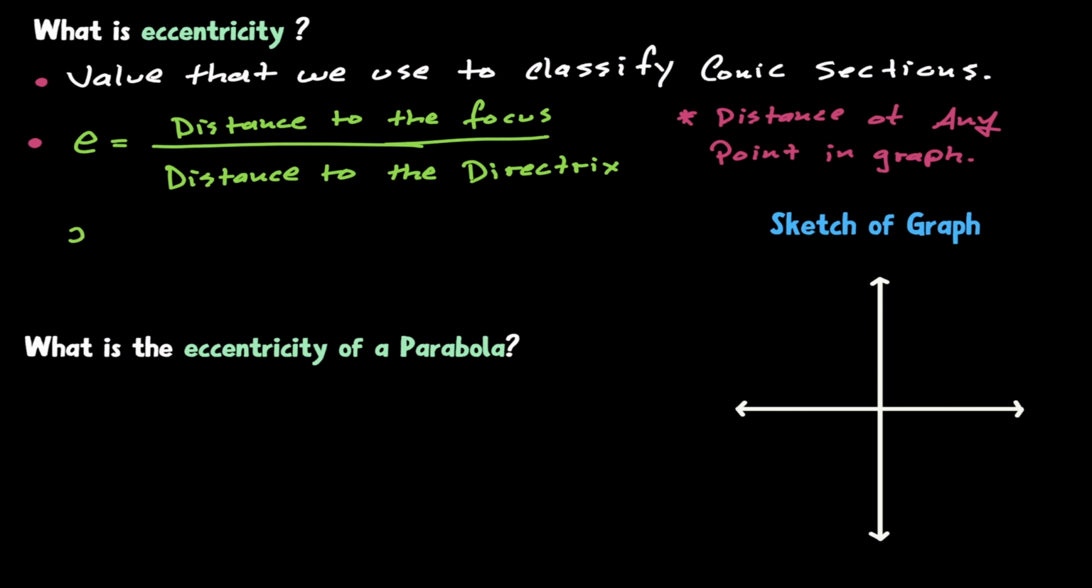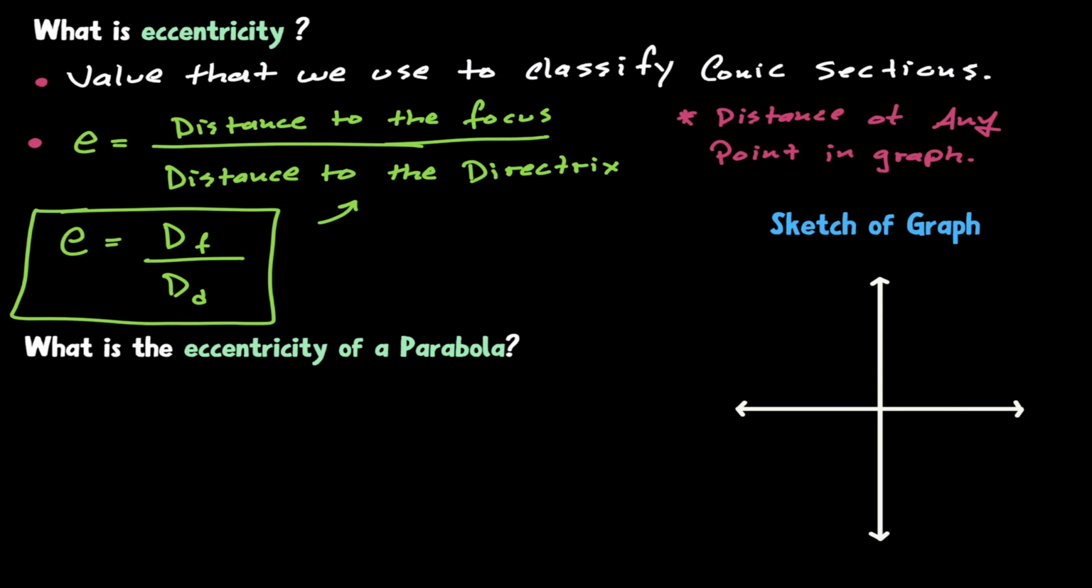And sometimes this ratio, we just write it as capital D subscript F to represent the distance to the focus, and capital D subscript D to represent the distance to the directrix. So let's visualize this before we think about the value of the eccentricity of a parabola.